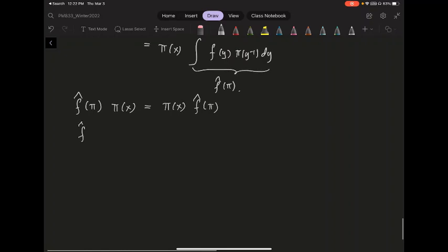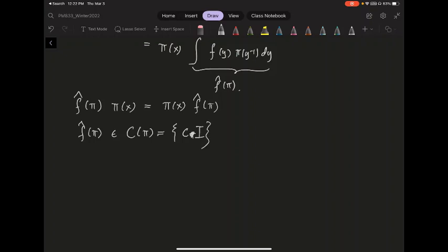So the f hat of pi is inside C of pi. And because your pi is irreducible, the Schur lemma tells you the C of pi doesn't have too many things in there. It's just equal to some constant times the identity, okay? So that's everything inside the intertwiner. So each of your f hat of pi is in fact some scalar of the identity, okay? So let's call it c pi times the identity.